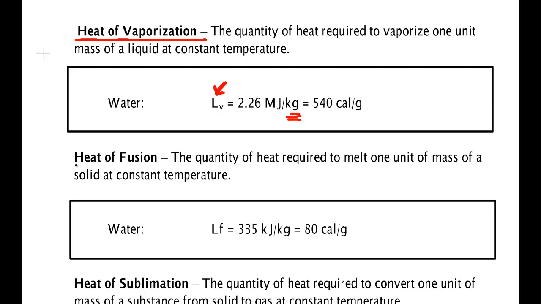Likewise, if you're talking about from a solid to a liquid, you get what's called the heat of fusion. This is the quantity of heat required to melt 1 unit of mass, that is to break the ice bonds so that you only have liquid bonds. The amount is 335 kilojoules to convert 1 kilogram of ice into water, or 80 cals per gram. You will see that it takes less energy to convert from ice to water than it does to convert water to steam. Steam has a lot of energy. This is why steam can burn you really bad.